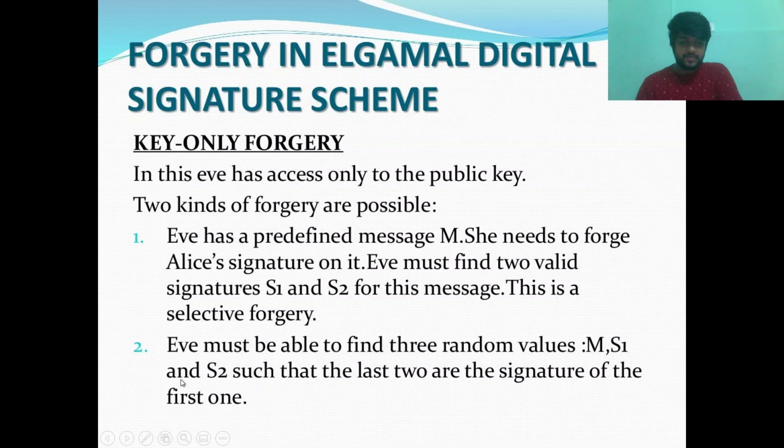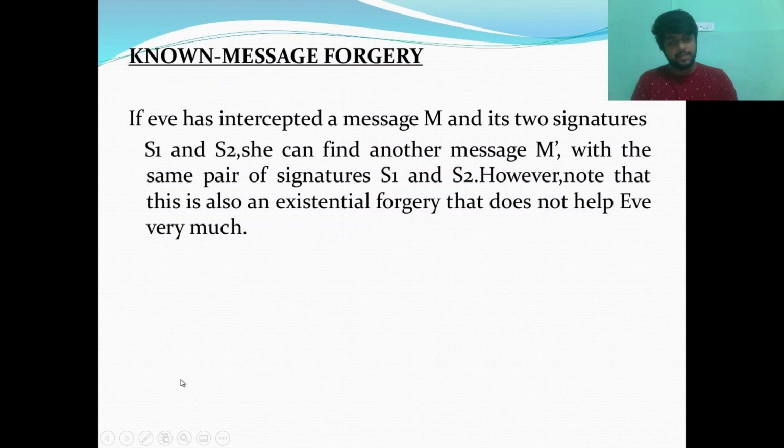What Eve basically tries to do is find another signature which is the same as this signature. Let's say Eve has a predefined message M. She needs to forge Alice's signature on it. Eve has to find two valid signatures, S1 and S2, which were used in the signing process to forge the message. This is basically called selective forgery. Eve must be able to find three values, M, S1 and S2, the message and the two signatures, such that S1 and S2 are the signature of M. Basically it repeated the same thing, which is selective forgery.